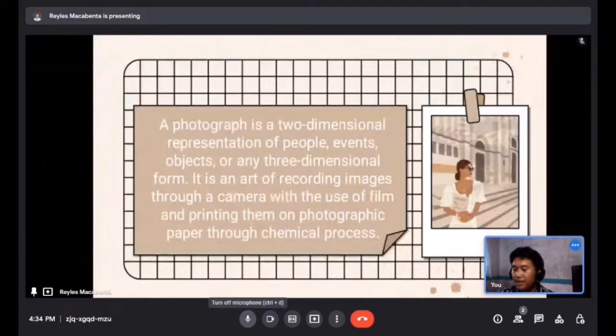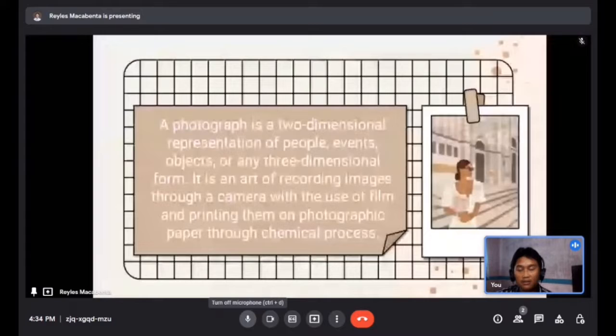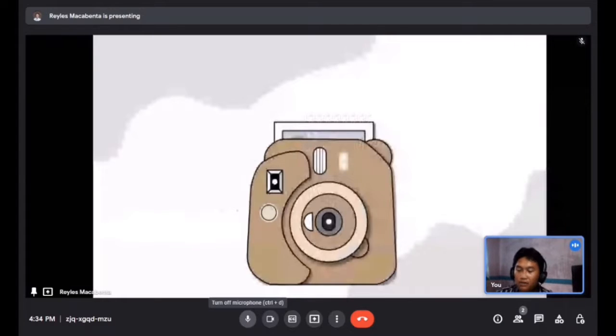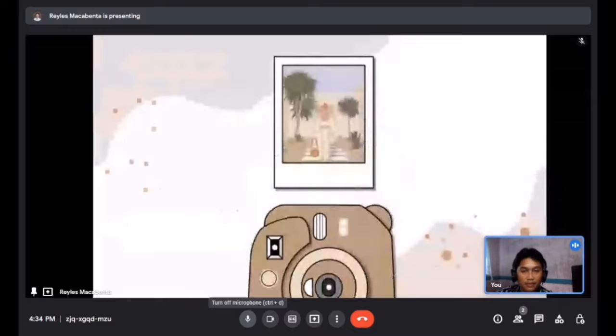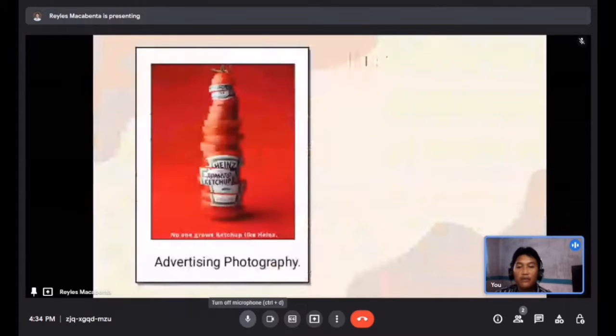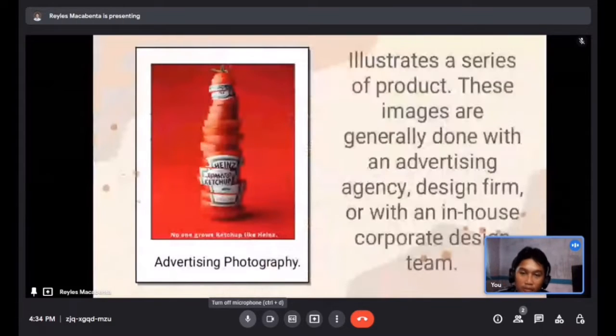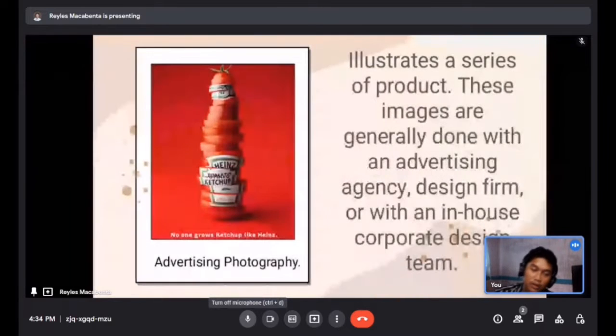So now I will be discussing the types of photograph. There are five types of photograph, but I will only discuss the two, and the rest, Miss Makaraig will discuss. So let's discuss the advertising photography.